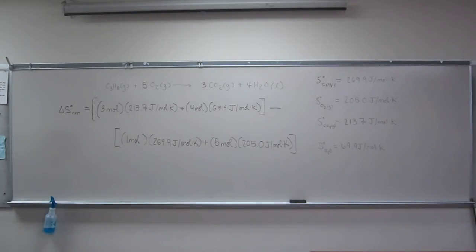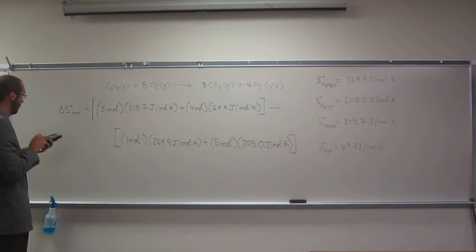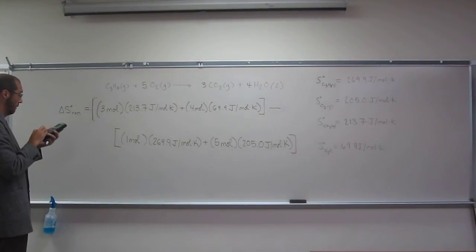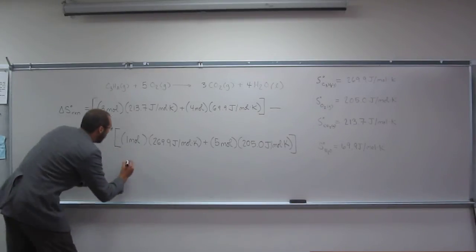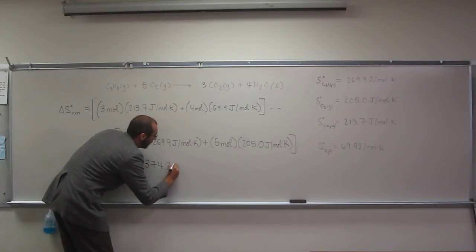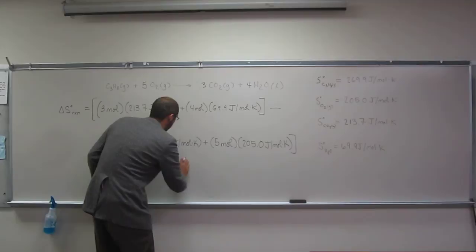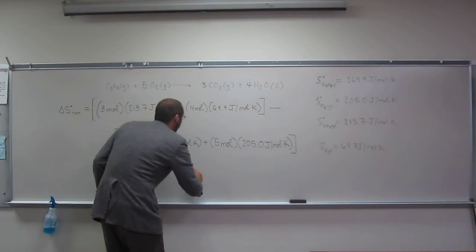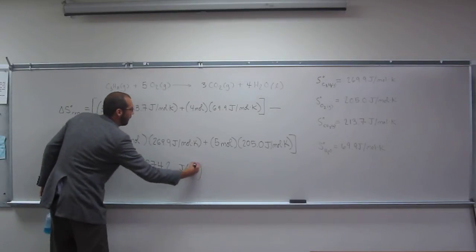And then now it's just plug and chug. So let's do this one together. To sig figs, so I got negative 374.2 joules per Kelvin. Okay, so something like that.